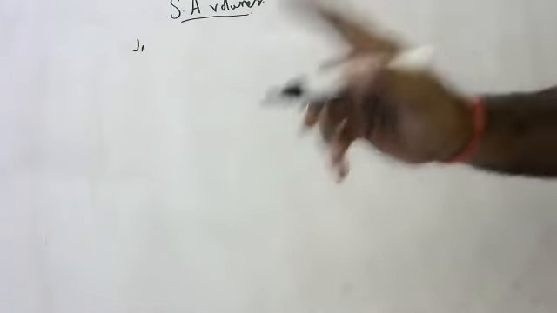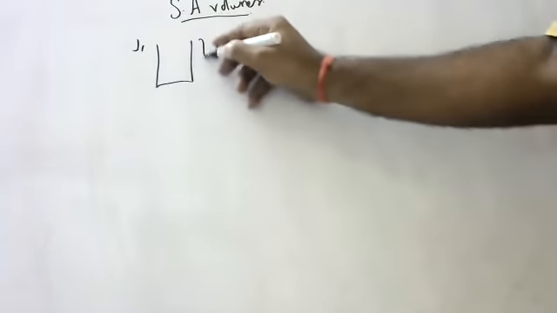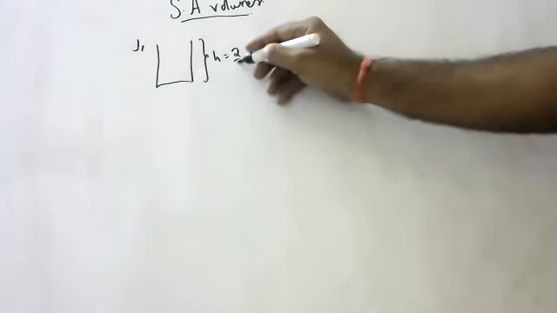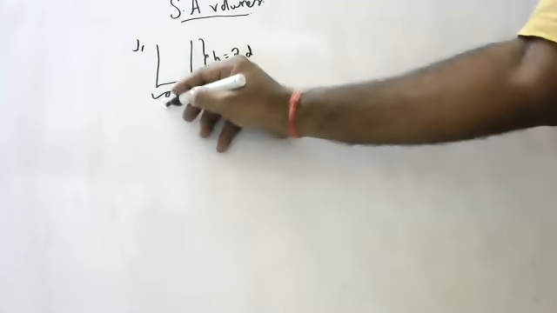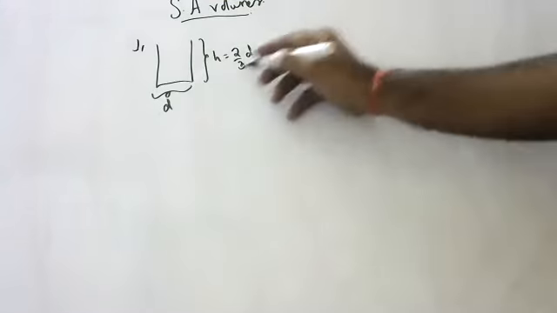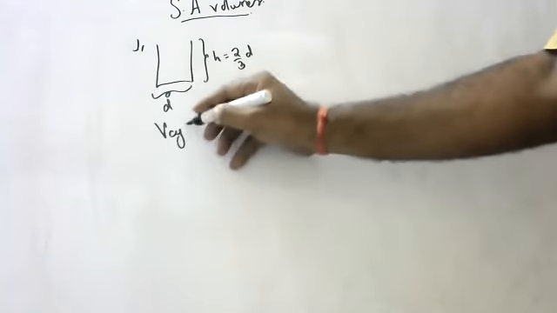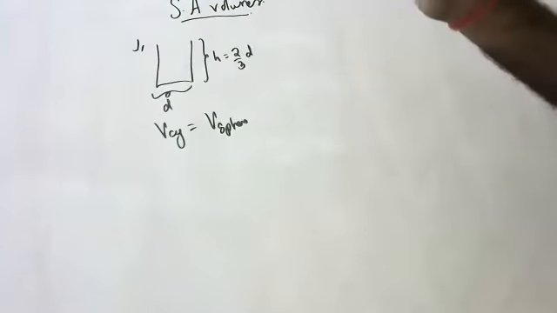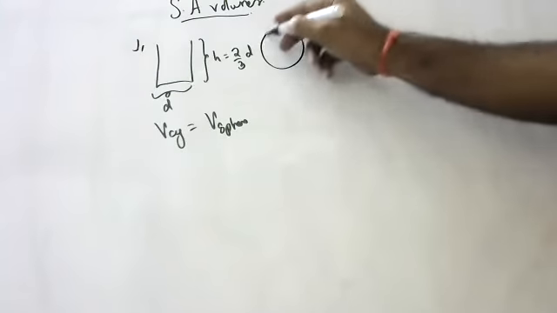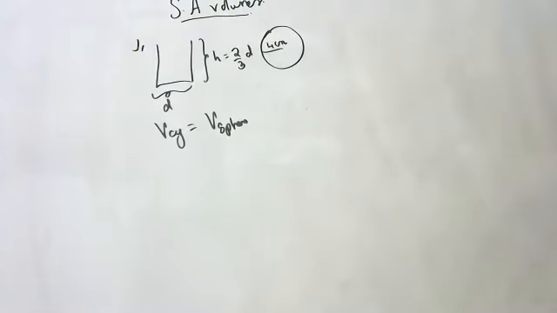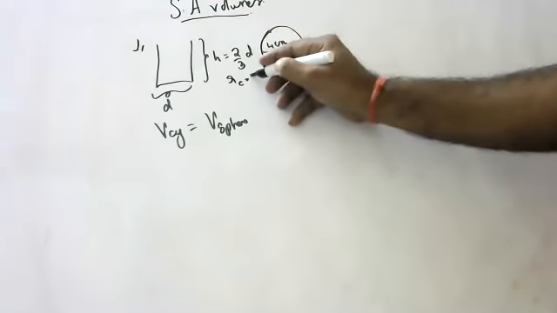A cylinder whose height is two-thirds its diameter has the same volume as that of a sphere. The radius of the sphere is 4 centimeters. The question is, what is the radius of the cylinder?